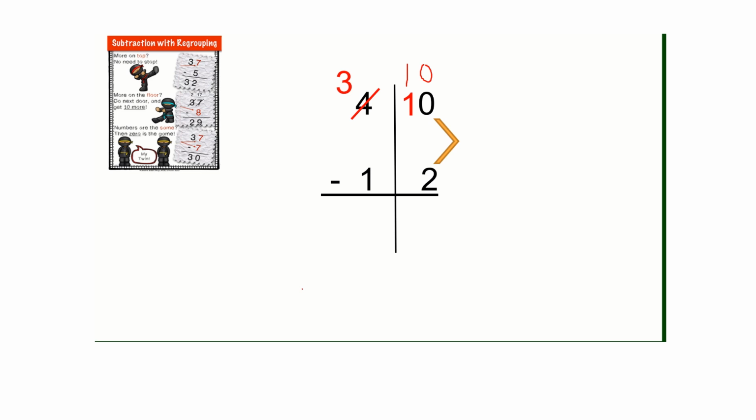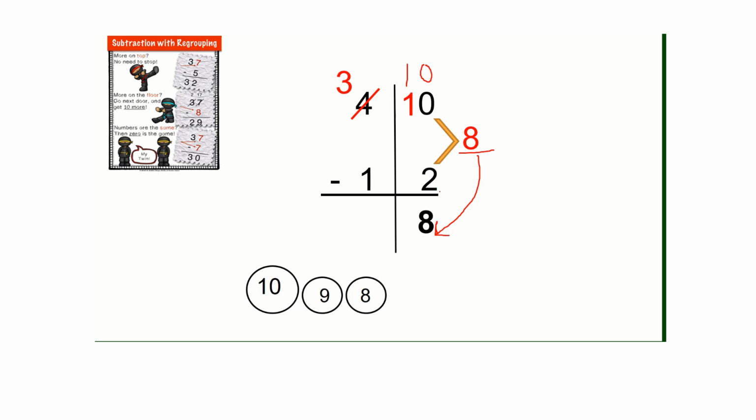That means I put my big circle, put my big number 10. My second number is 2, so I got to draw 2 small circles. 1, 2. And now I have to count back. 10, 9, 8. So 10 minus 2 is equal to 8. And that means I got to take this number 8 and I got to put it in the ones place. So 10 minus 2 is equal to 8.